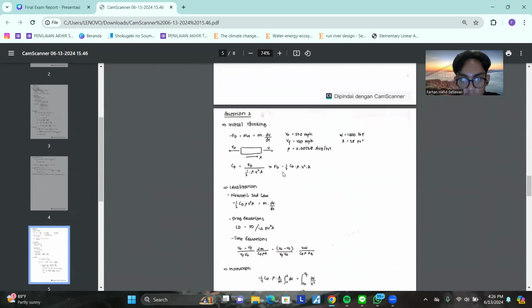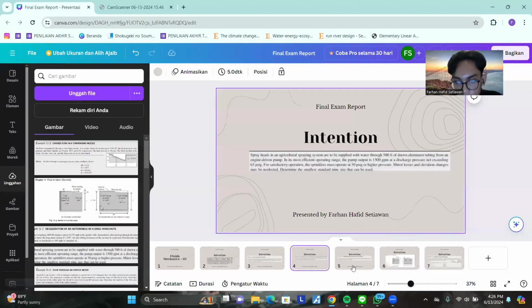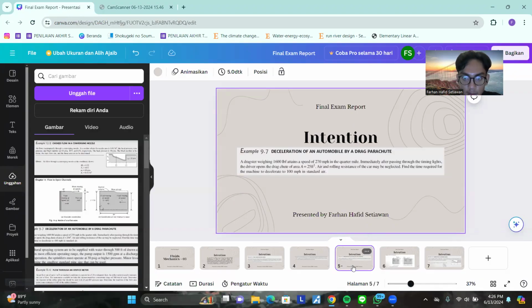We go next to the third question. As we know, the third question is to define the deceleration of an automobile by a drag parachute. The dragster weighing 1,600 lbf has a speed of 270 miles per hour in the quarter mile. Immediately after passing through the lights, the driver opens the drag parachute with area A equals 25 square feet, and the rolling resistance of the car may be neglected. Find the time required for the machine to decelerate to 100 miles per hour in standard air.